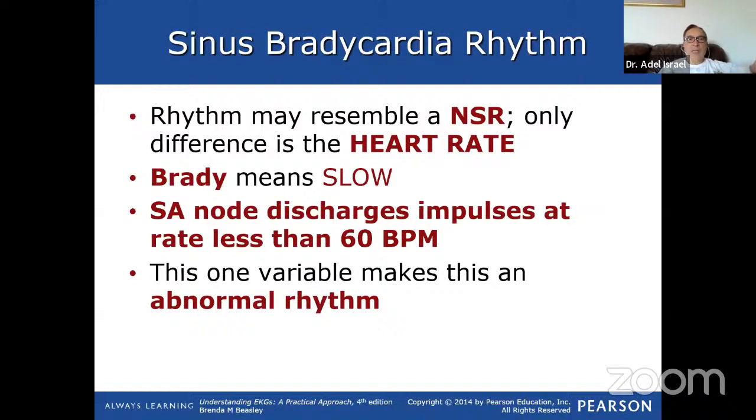If the heart rate is exceeding 100, it will be tachycardia. So we will say sinus tachycardia. That's it. So far, the rest of the 5 steps come out as normal, only the variation, which is the heart rate. So we can give the first diagnosis, which is sinus bradycardia or sinus tachycardia.